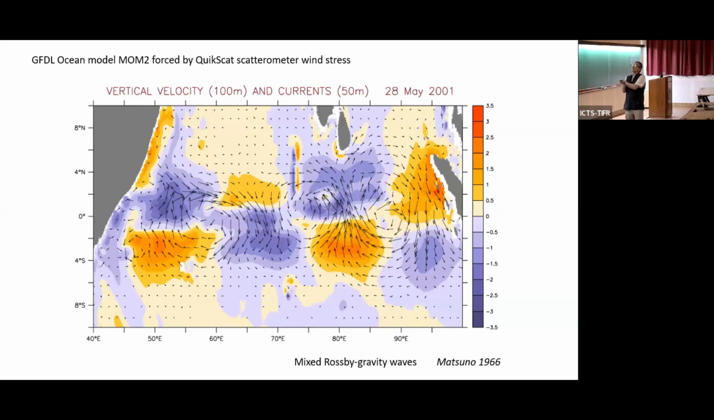So when the QuikSCAT winds became available, we took a simple configuration of the GFDL ocean model and forced it with QuikSCAT winds. We started from rest and just forced with QuikSCAT winds for a few years. And in response to those Rossby waves in the atmosphere, the ocean develops these mixed Rossby gravity waves. So that's the wavelength. V velocity is maximum at the equator. U is antisymmetric. If there's upwelling on one side of the equator, there's downwelling on the other. So that's exactly what you would expect.